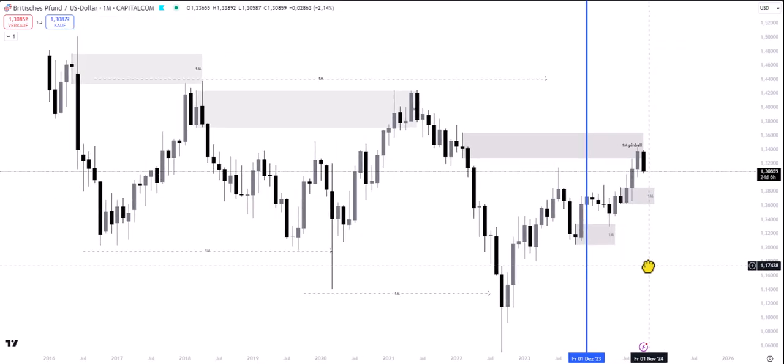And thirdly, you have to be patient enough to focus on trade only on these bigger zones.